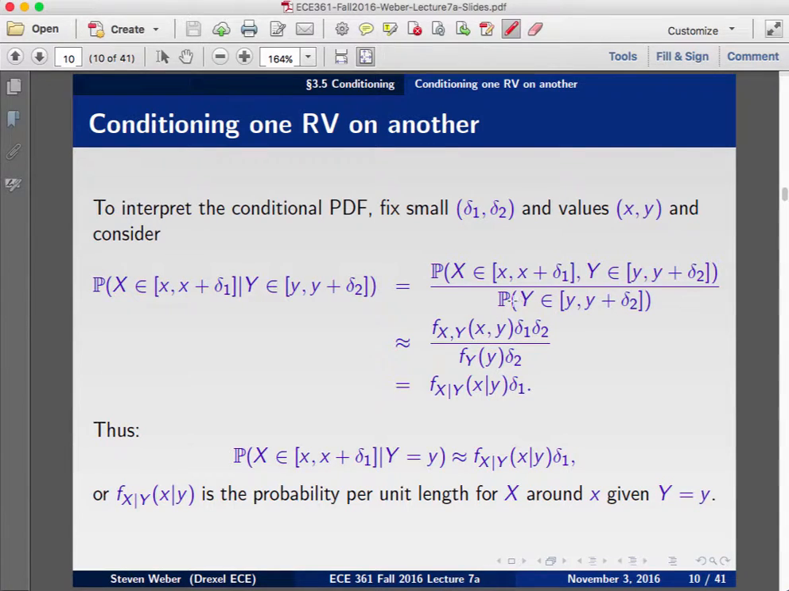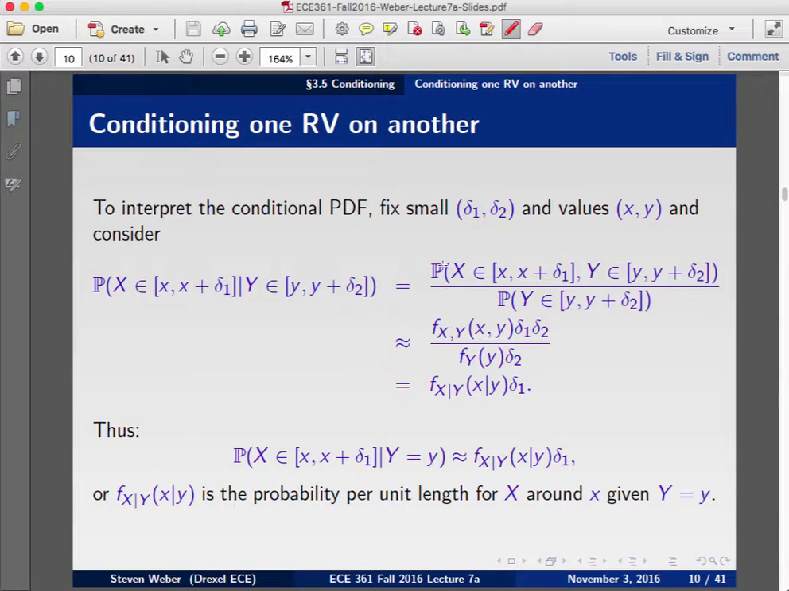And the denominator is simply the probability that the random variable y is in the interval y to y plus delta 2. Now, as we've talked about before, whenever we have these situations where we have a density or a joint density, and these intervals are small, then we can interpret that as the joint density times the area or the length of the interval or square.